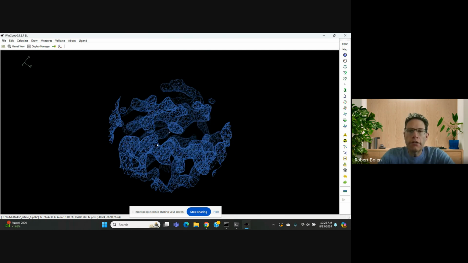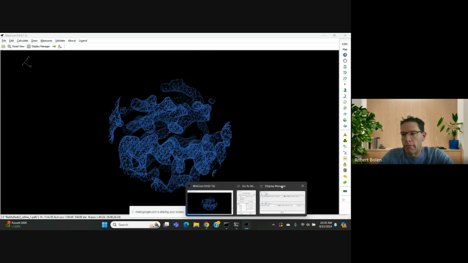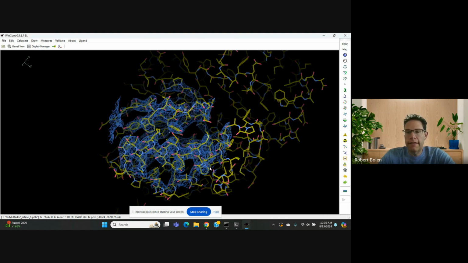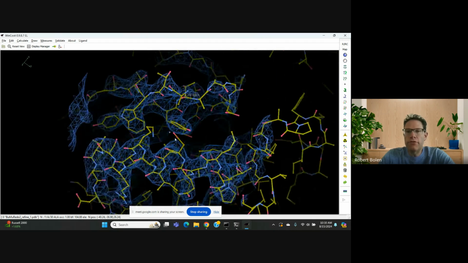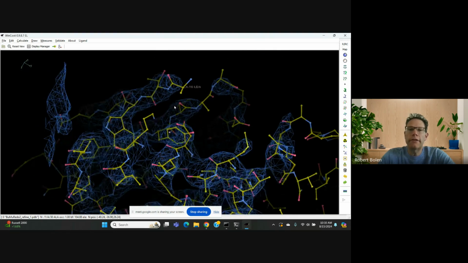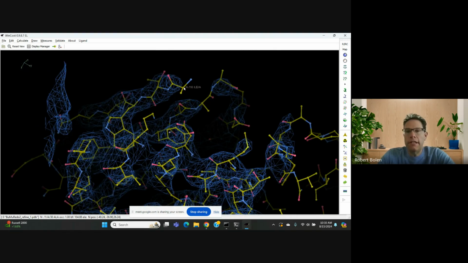So you can actually then superimpose your model onto this. The model is what we got from the PDB. Let me just pull my display manager up. And the model fits like that, okay? And if we zoom in, we can see that here's the first amino acid. Now, in this particular case, it is number 16, right?